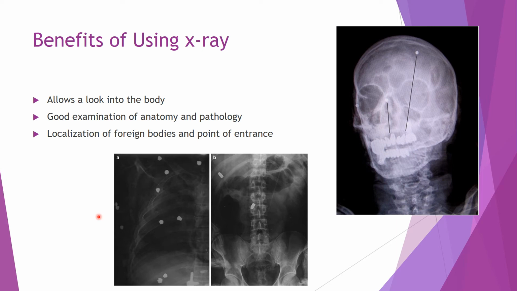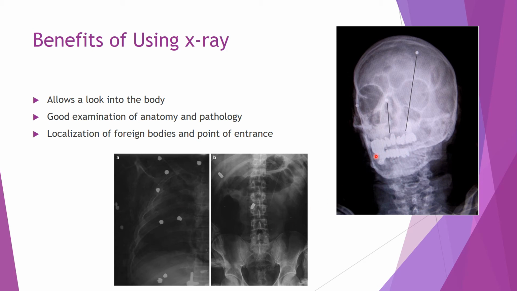Anatomy and pathology play a big part in figuring out what happened or trying to figure out who the person is. So X-ray obviously gives us a good look at this, as we all know. And a very important thing is it can localize foreign bodies and their point of interest, and this can keep the tech who's doing the autopsy or the doctor safe. That way they can figure out exactly where the bullets are before they try and extract them.